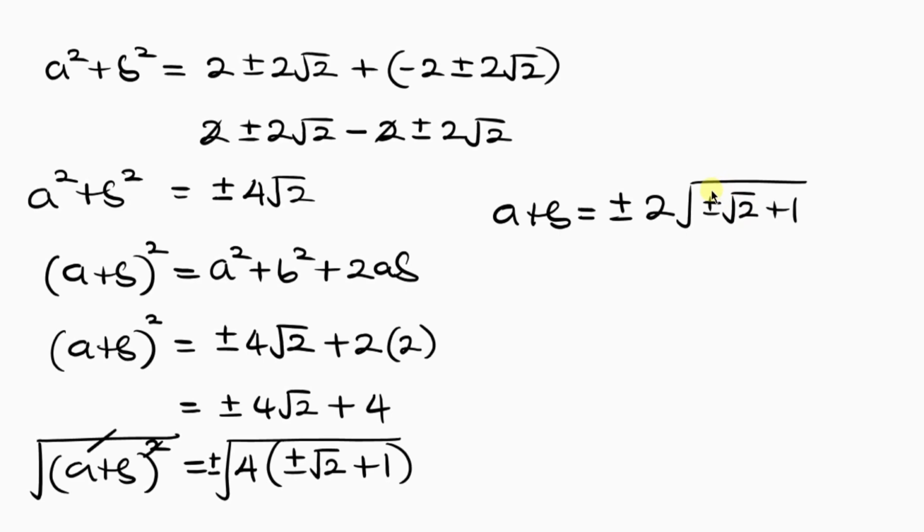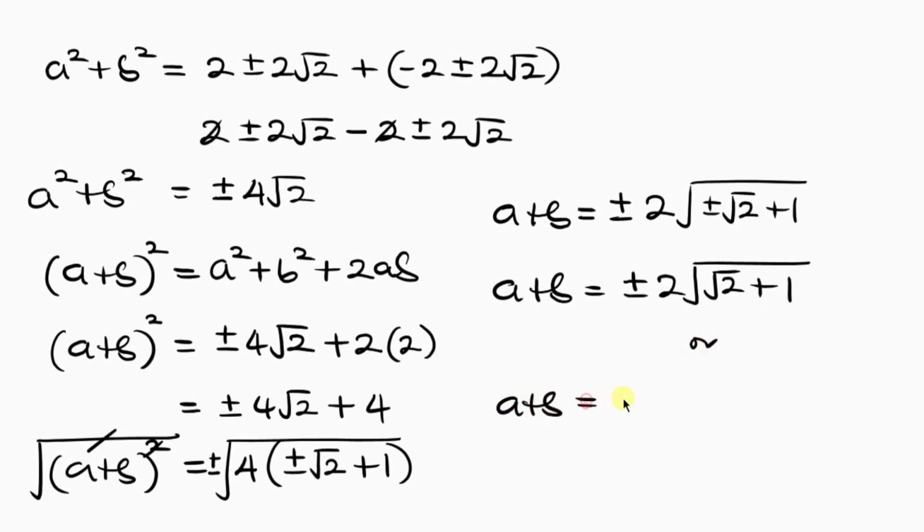Now let me separate what I have inside of this radical. So a plus b is equal to plus or minus 2 times the square root of, now going with the plus, I'll be having square root of 2 plus 1, or a plus b is equal to plus or minus 2 times the square root of, now this time around I'm going to be going with the negative, which is negative root 2 plus 1.